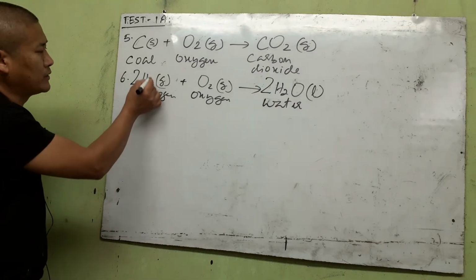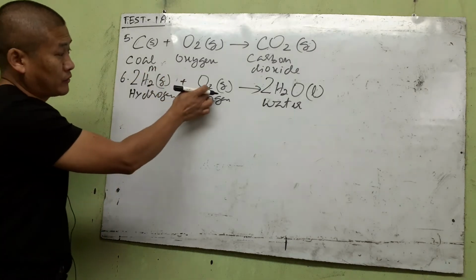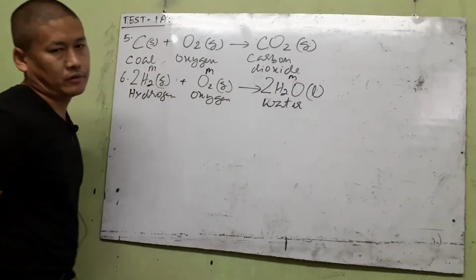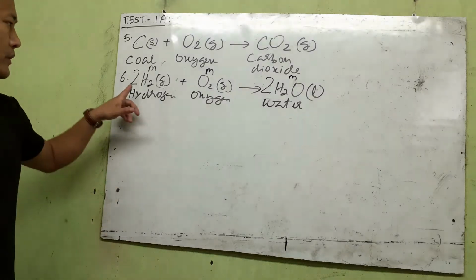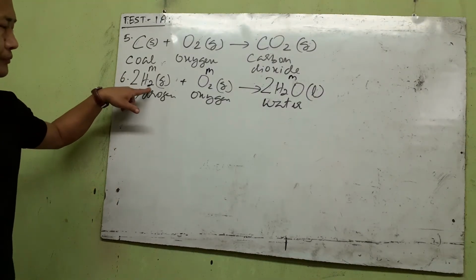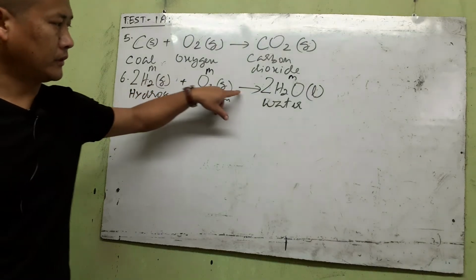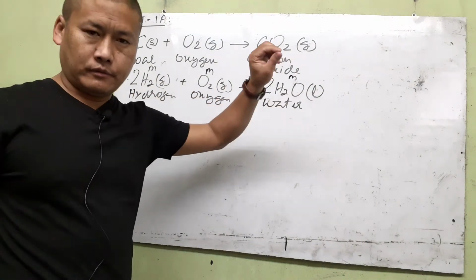We know that at the back, 2 means it's a molecule. More than 1 is a molecule. 2 is a molecule. 2 plus 1, 3, so molecule. Everything is a molecule. Let us read the balanced equation. 2 molecules of hydrogen react with 1 molecule of oxygen to give us 2 molecules of water.